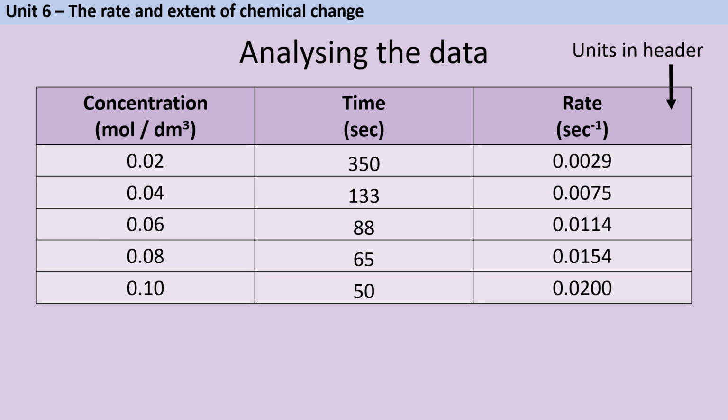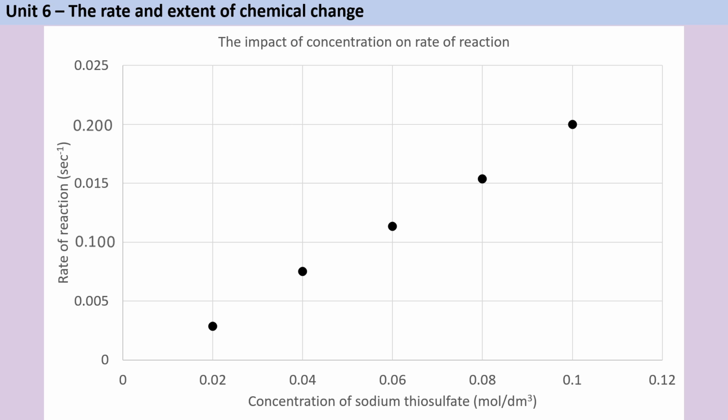Now, that rate data may have looked pretty big and scary, but it definitely gives us an advantage when it comes to plotting a graph. So when you plot the graph, your independent variable always goes on the x-axis. So I've got concentration of sodium thiosulfate at the bottom. And again, you can see that I've got my units there in the axis legend. And then I've got rate of reaction up my y-axis. And the advantage of plotting concentration against rate rather than concentration against time is that actually for this experiment, I get this lovely straight line graph.